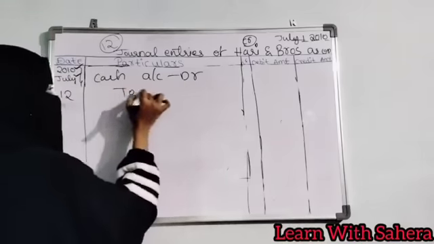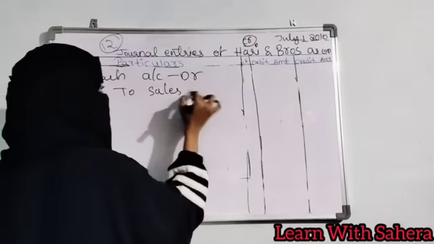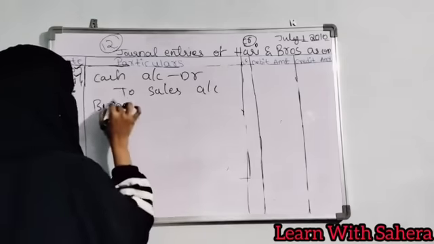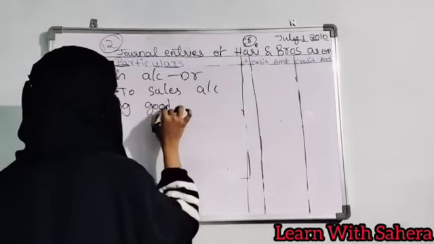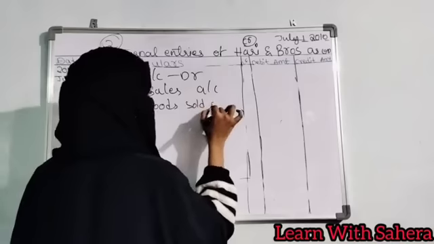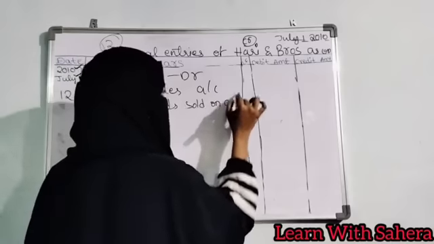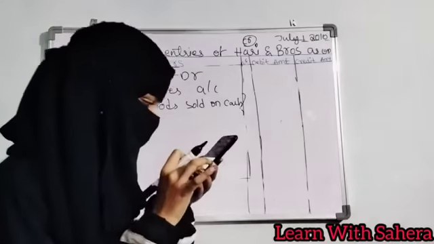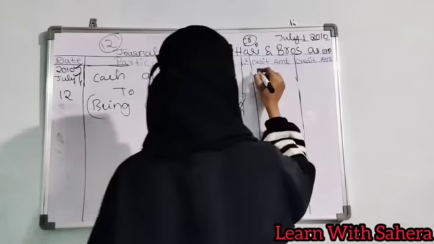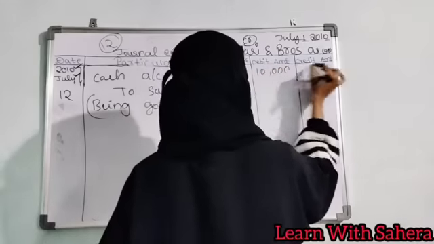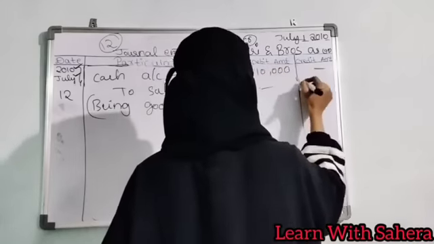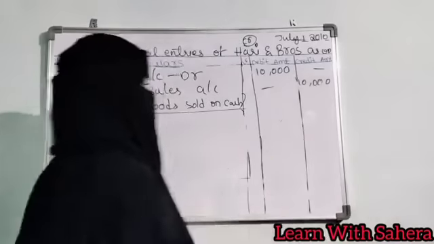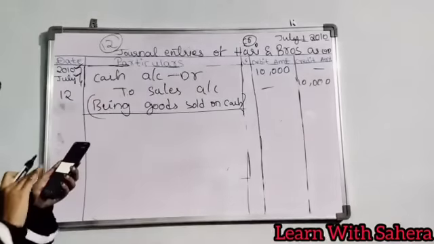What are we doing here? We are selling. So sales account. What will be the narration? Being goods sold on cash. Or you can just write being goods sold. What is the amount, children? 10,000. Done. We will just draw a line like this. Okay. Done with this transaction.